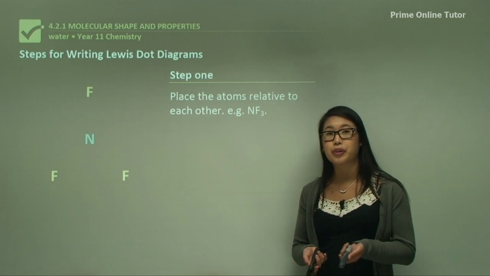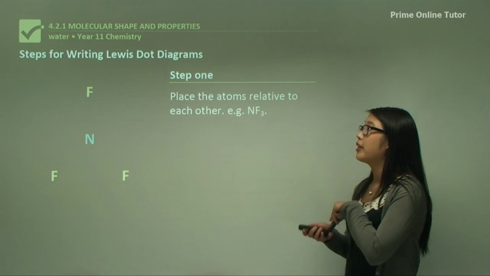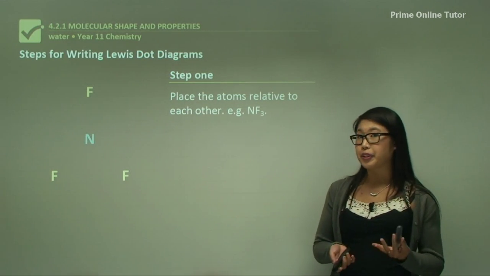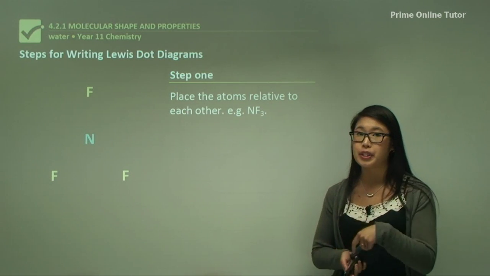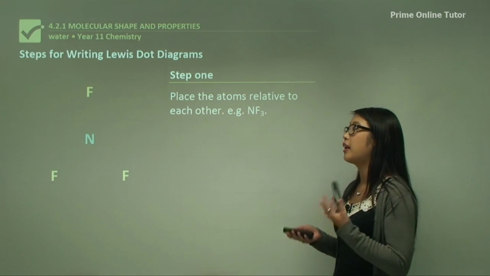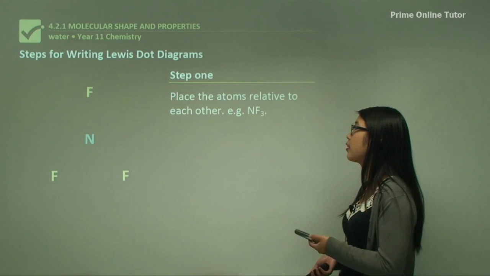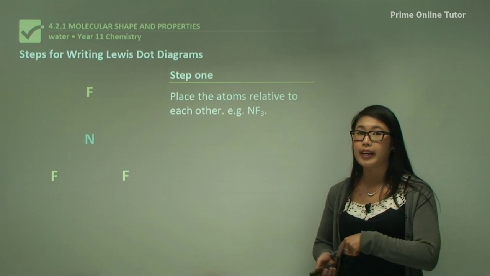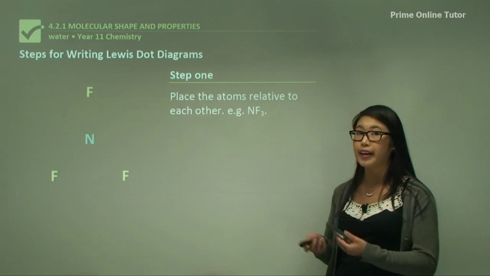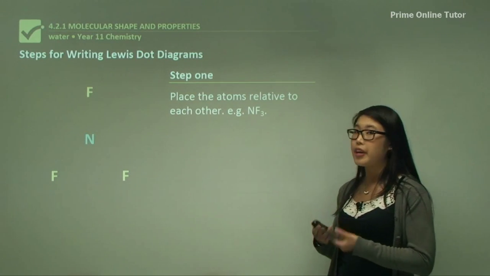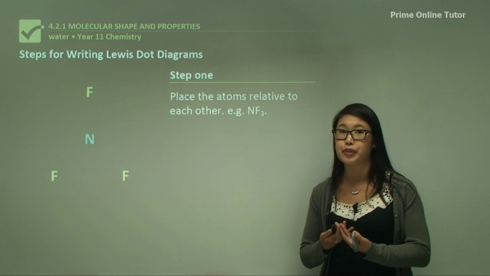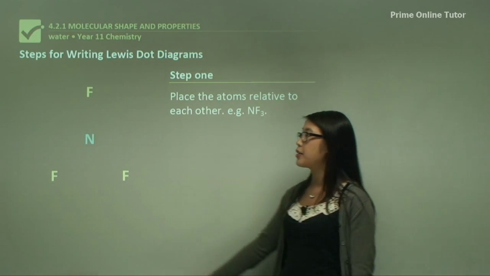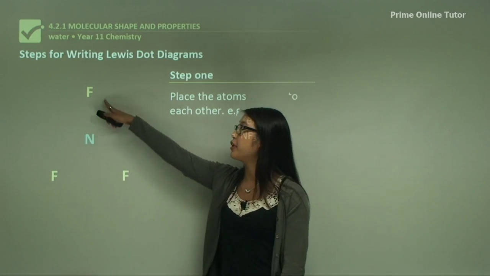Now that we know what a Lewis dot diagram is, we can go ahead and start drawing them. The first step is to place the atoms relative to each other. How do they sit in comparison to each other? In this case, we're going to be looking at nitrogen trifluoride, or NF3. There's one nitrogen, so that's going to be the central atom, and it's going to be surrounded by 3 fluorine atoms. So we're going to place a nitrogen in the middle, surrounded by 3 fluorine atoms.